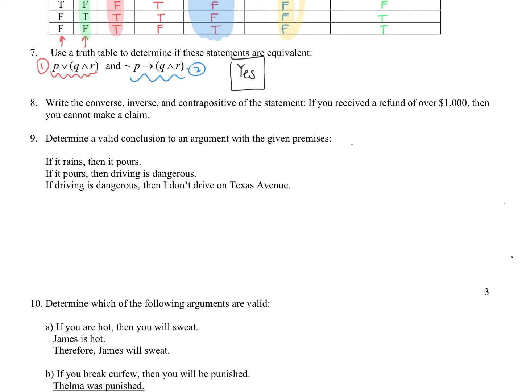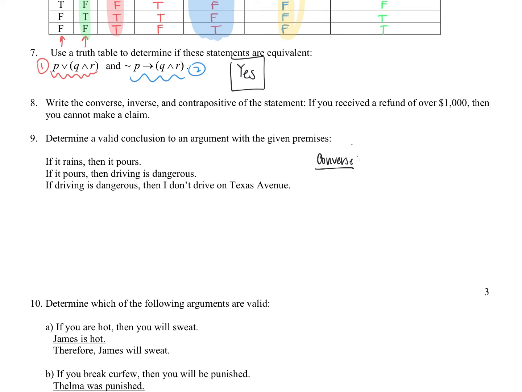Okay, number 8. Write the converse, inverse, and contrapositive of the statement: If you received a refund of over $1,000, then you cannot make a claim. So this is an if-then statement. So we need to figure out how we can write all of these pieces. Again, I don't have really room right under it, so I'm going to write it below here. So let's write the converse first. All right, so the converse.